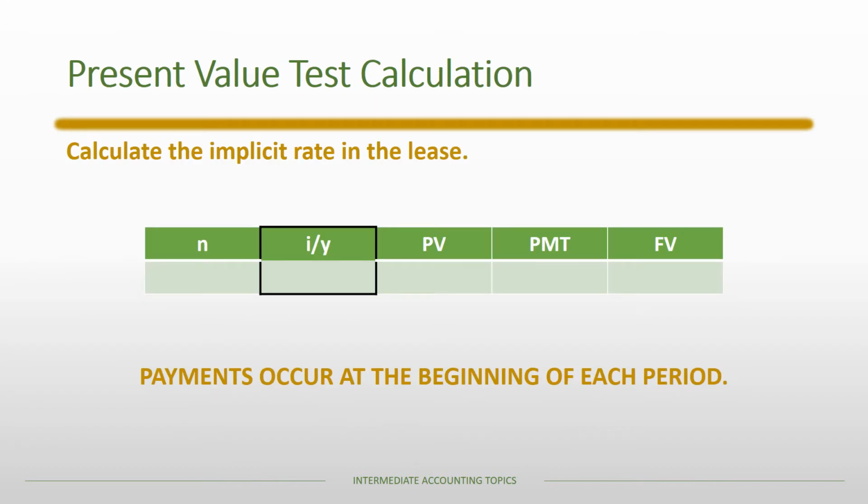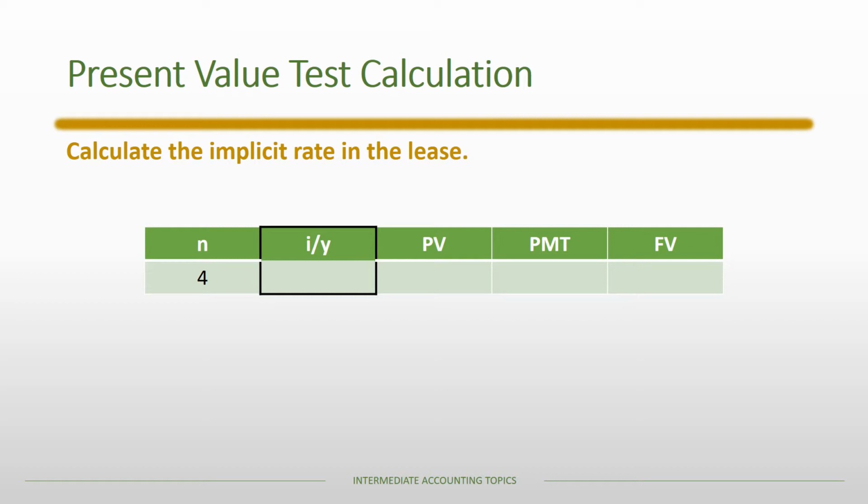Again, the first step in the present value calculation is to calculate the implicit rate in the lease, knowing that the difference in this case is that payments occur at the beginning of each period rather than at the end of each period. So we have 4 semi-annual periods, so that's our N. The fair value of the asset at the time the lease is signed is $215,000. Again, this is from the lessor's perspective. They're giving that asset up. They're receiving payments of $18,000, and they're going to get the asset back at the end, and they believe it's going to be worth $165,000. And so the semi-annual yield on this lease is 3.08%.